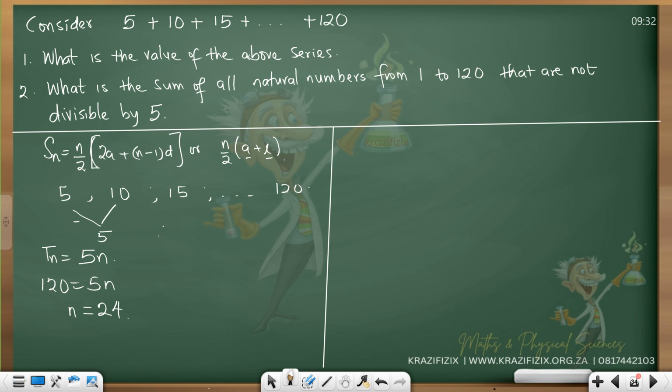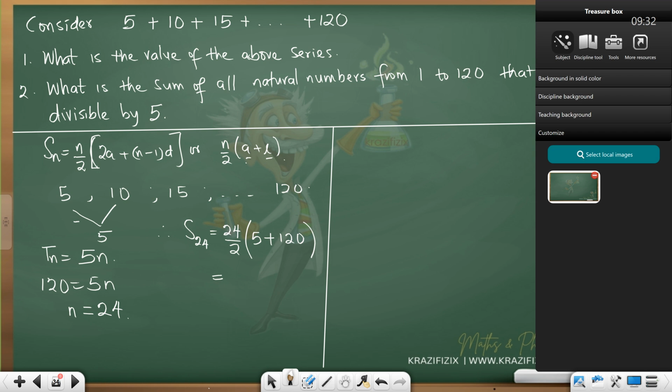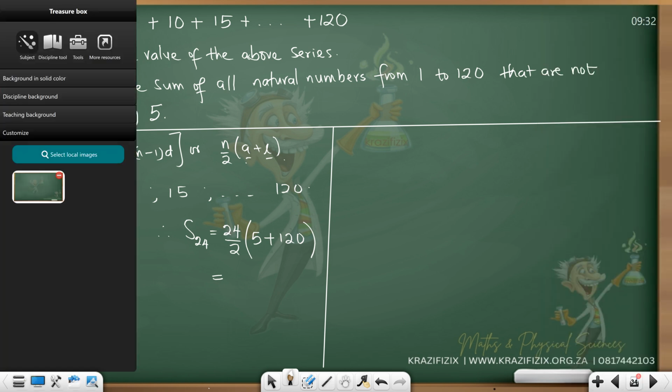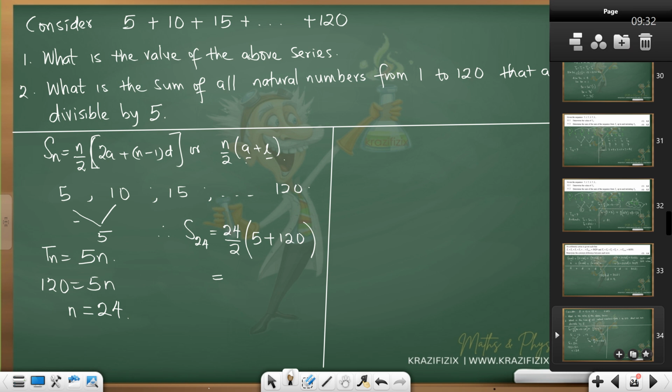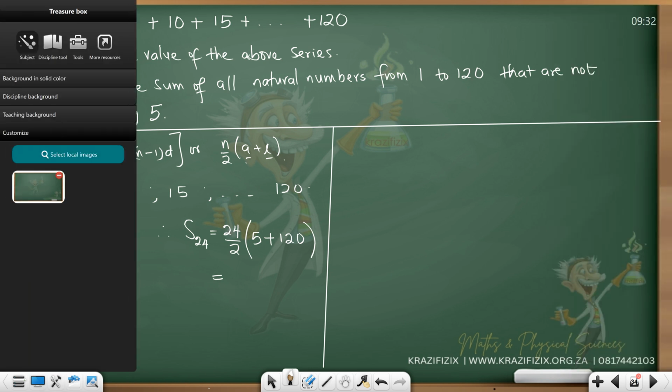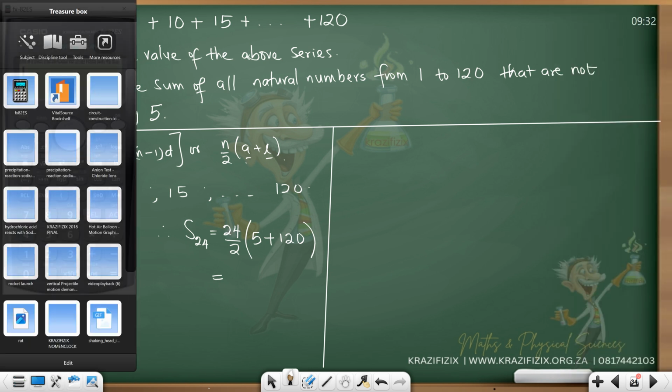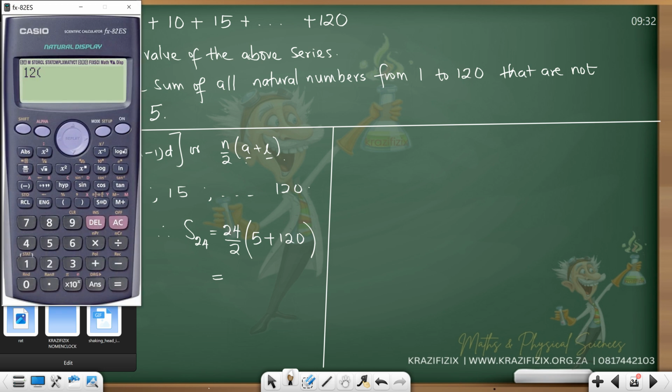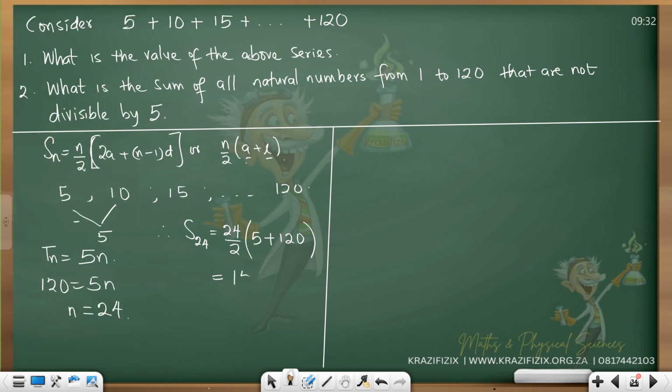Therefore, I can say S24 will be 24 over 2. I like this one because I know my first and my last one: a plus l. Once I know the first and the last, that's a lot simpler to use. But both of them would give you the same answer anyway, so don't be stressed about it. Just get my calculator. It is 12 times 125, which is 1,500.